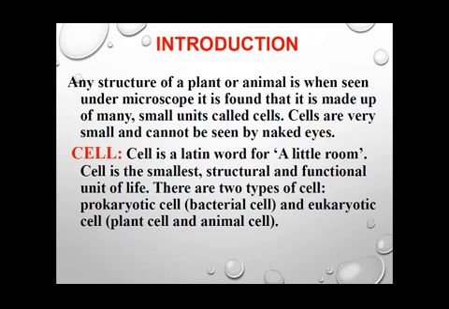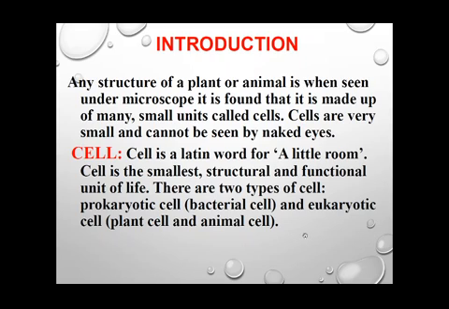These cells are very small and they cannot be seen by naked eyes. The whole of our structure, whether it is for plants or for animals, is entirely made up of these small units called cells. As a building is made up of bricks, many cells combine together to form tissues, tissues combine together to form organs, organs combine together to form organ systems, and organ systems lead to the formation of the organisms.